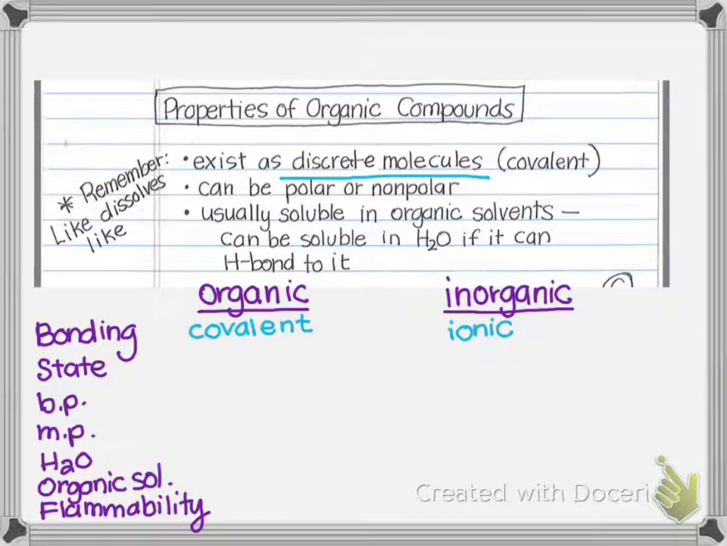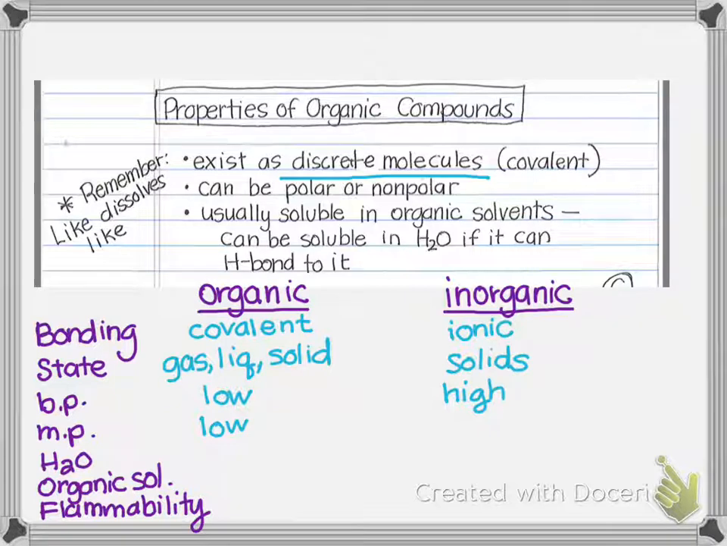Now the state, because organic molecules are held together by weaker intermolecular forces, because they have individual molecules, they tend to have all three states. So they can form gases, liquids, and low melting solids. Where ionic compounds, which have ionic bonds all throughout, tend to have high melting solids. For organic compounds, if you're comparing them to inorganic, their boiling point and melting point tends to be lower than inorganic compounds.